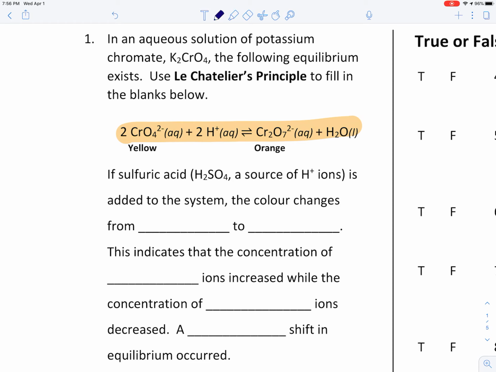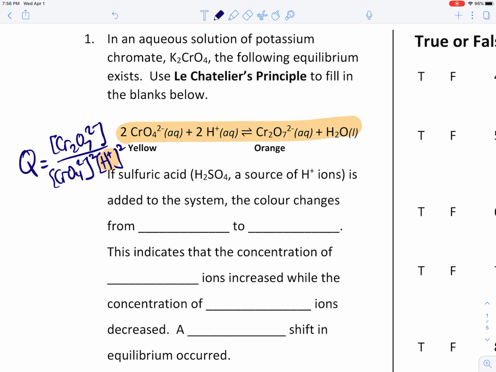Well, this is Le Chatelier's principle, so why don't we look at the expression for Q. Q is going to equal the concentration of dichromate divided by the concentration of chromate squared times the concentration of hydrogen ions squared. Now, if we were to add sulfuric acid, then we're going to increase the concentration of those hydrogen ions, which are in the denominator of Q. So that's going to make Q get smaller.